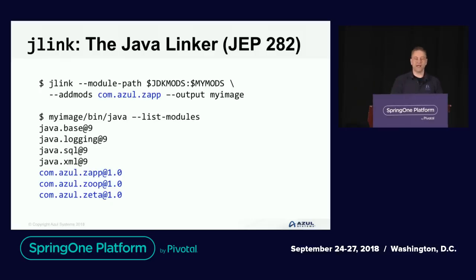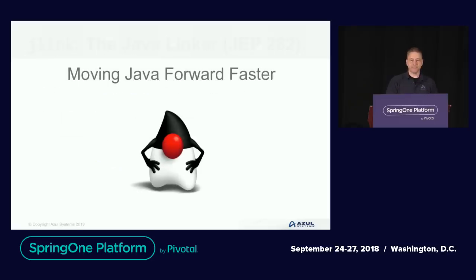And again, where I'm going to output things. If I run the Java command in that directory, what I see now is I've got Java base, Java logging, SQL, XML, and then I've got the modules I need for my application, Zap, Zoop, and Zeta. All of the dependencies have been worked out for me, and I've got a nice compact runtime that I could deploy for my application, maybe into a container, however I want to do it, but it's a much better way of doing things. So this is a really good part of JDK 9.